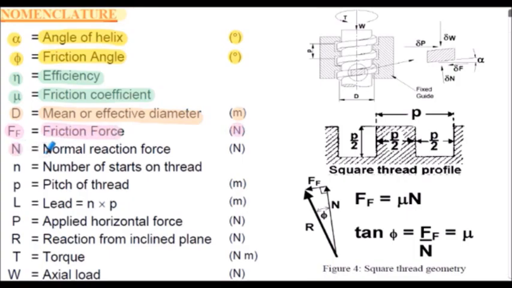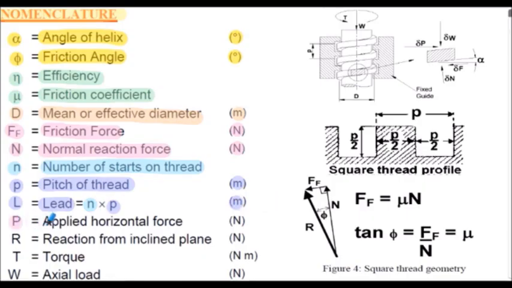Capital N is our normal reaction force in newtons. Lowercase n is the number of starts on the screw thread. That will be assumed to be 1 unless otherwise stated. Lowercase p is the pitch of the thread in meters or millimeters. Capital L is the lead. That's the linear movement of the thread in one revolution, which is the number of starts multiplied by the pitch, and again that will be in meters or millimeters.